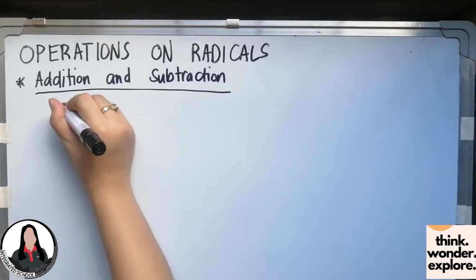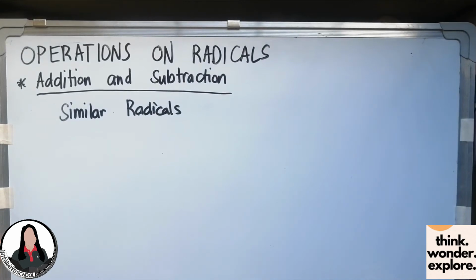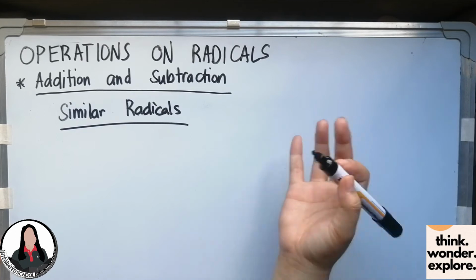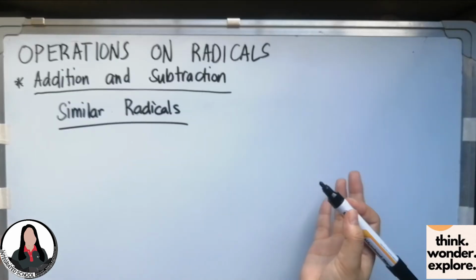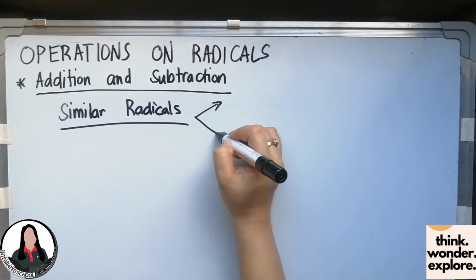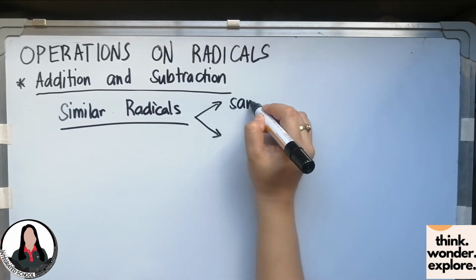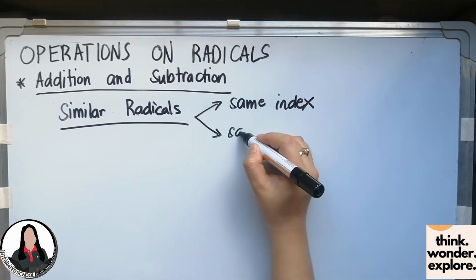So tandaan lang natin that for us to add and subtract radicals, they should be similar radicals. So paano ba natin masasabi na ang radicals ay similar? Dapat sila ay may same index and same radicand.